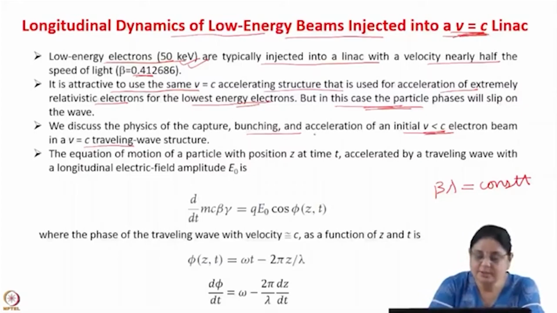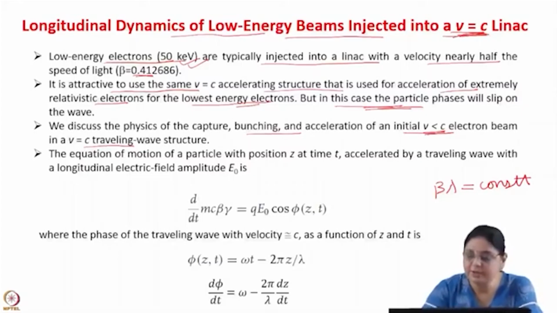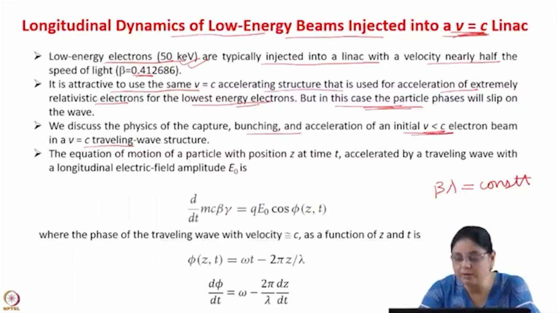In this structure, we try to put in an initial electron which has a velocity less than the velocity of light. Eventually, it will gain energy and its velocity will become almost equal to the velocity of light.